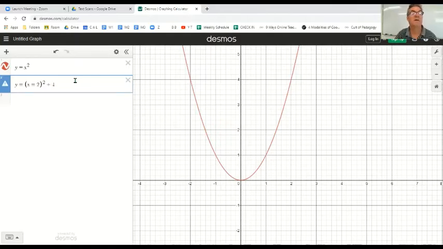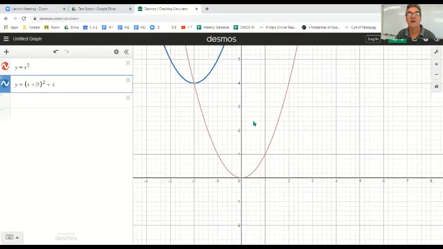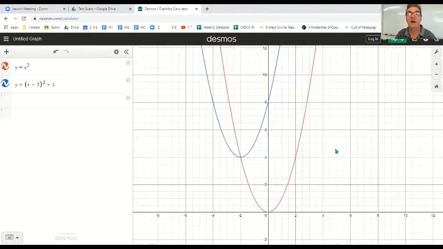plus 4. Tap my enter key. Oh, let's get that right. There's the plus. And notice how, check it out, it just graphed that parabola right away for us. And notice how this one has scooted over 2 to the left and up 4. That's where we changed the sign on the 2 for the vertex, and then we went up 4.